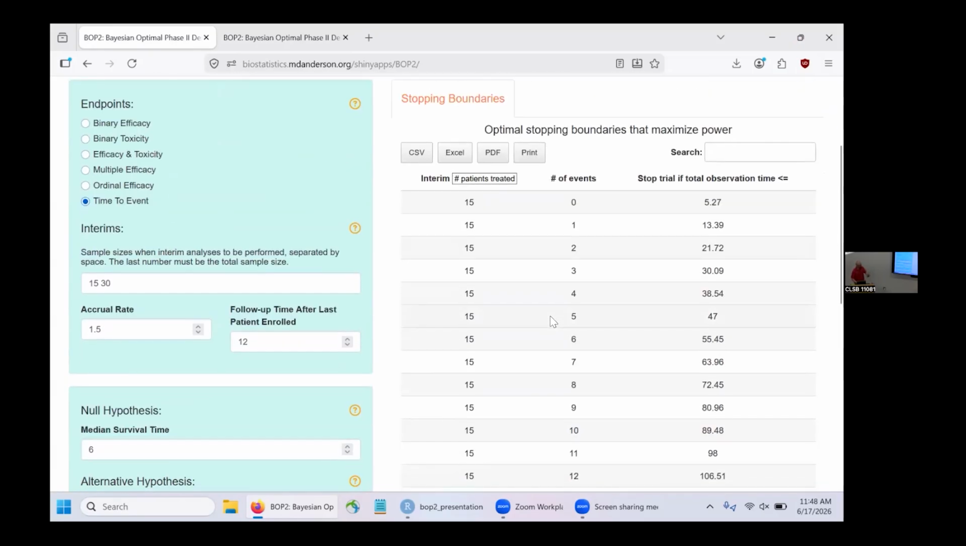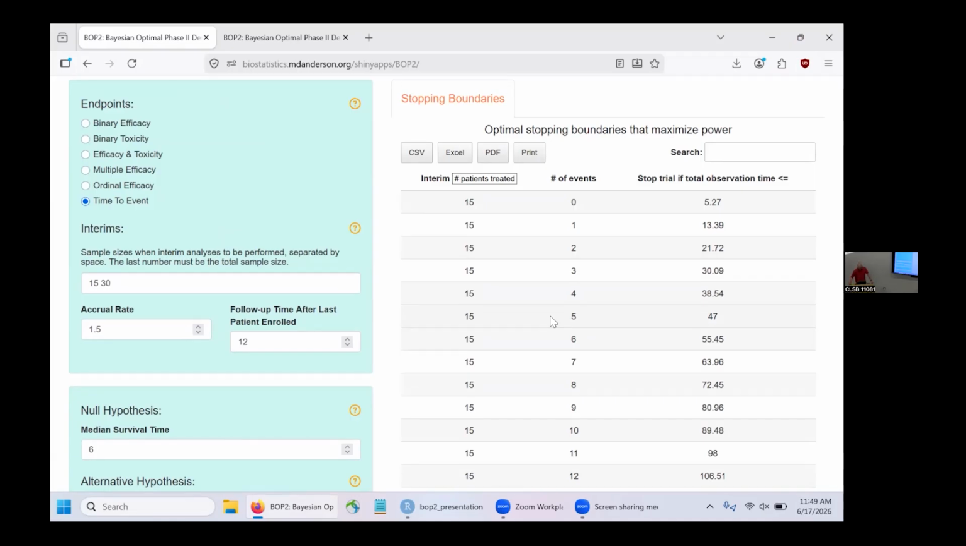So the Shiny app, as usual, makes things very easy for us. It's going to say, okay, for the interim, we have treated 15 patients. How many events do we have? Let's say we have 6 events. We're going to stop the trial if the total observation time is less than or equal to 55.45. Obviously, there are no units here, so you're going to have to know what units you're talking about in your actual trial. But this is how your decision-making process will go. You'll look at the number of events that you actually observed, and then stop the trial if the total observation time is less than or equal to some value.